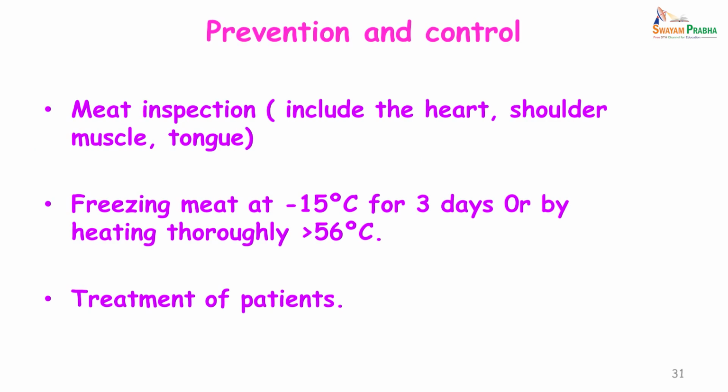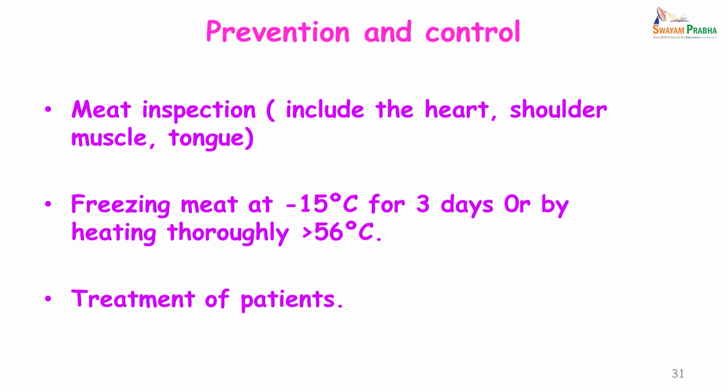Prevention and control involves regular meat inspection, including the heart muscle, shoulder, tongue. This is the part which must be examined for the presence of cysticerci. Meat should be frozen at -15 degrees for 3 days, and it should be well cooked, so that the temperature should be more than 56 degrees Celsius for quite a long period of time. So, the best way if you want to eat beef or pork is to cook it in the pressure cooker for a minimum of about 15 minutes at least.